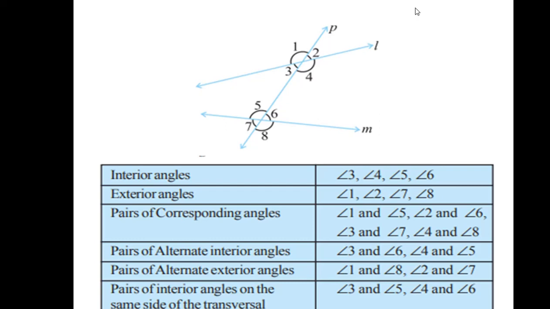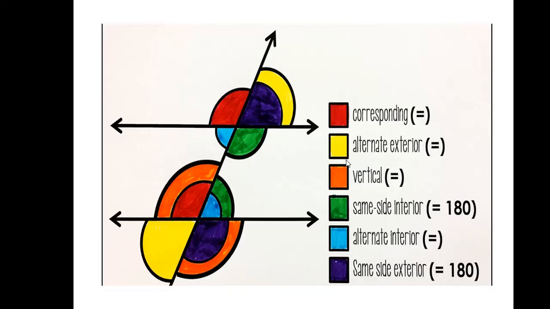For line L, 2 is there, for line M, 6 is there, so those two are the corresponding angles. Same way, angle 3 and angle 7 are corresponding angles. For line L and the transversal, angle 3 is there, same way for line M, angle 7 is there, so those two are the corresponding angles. Same way, 4 and 8 are corresponding angles.